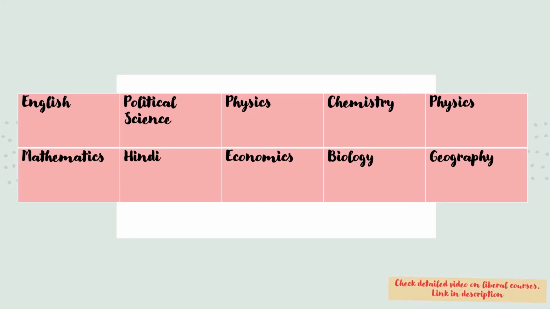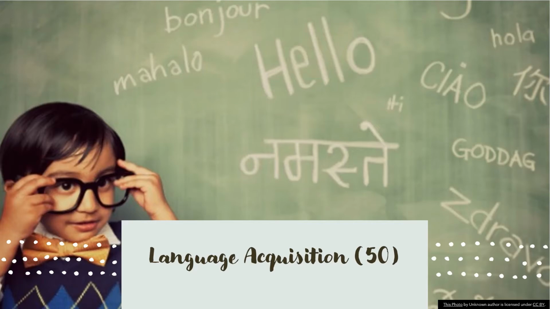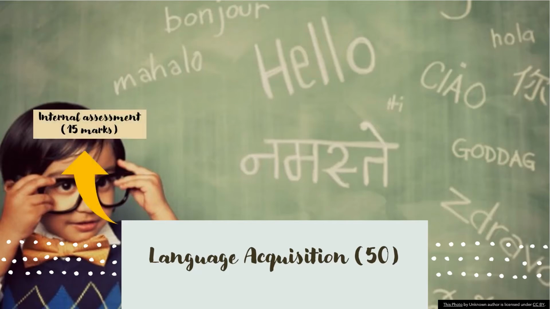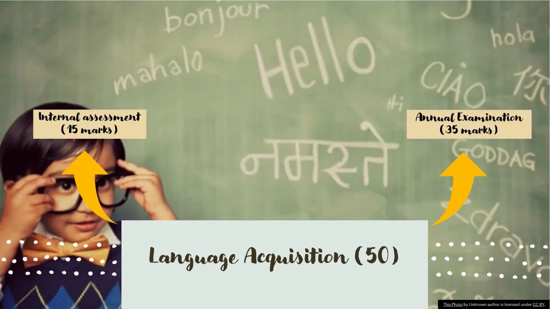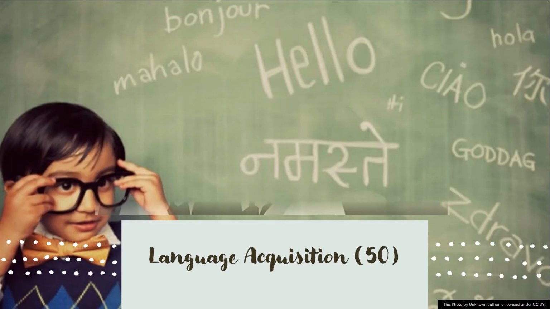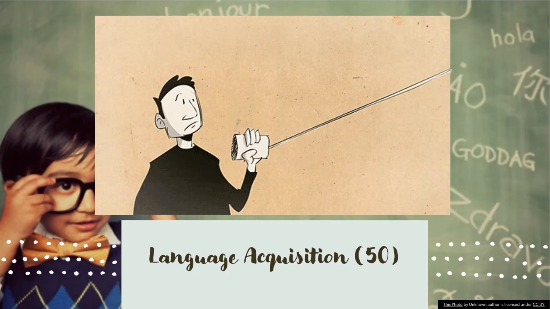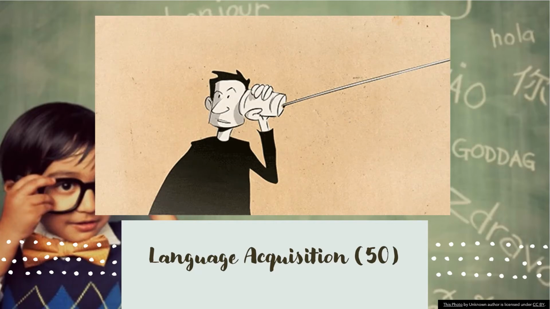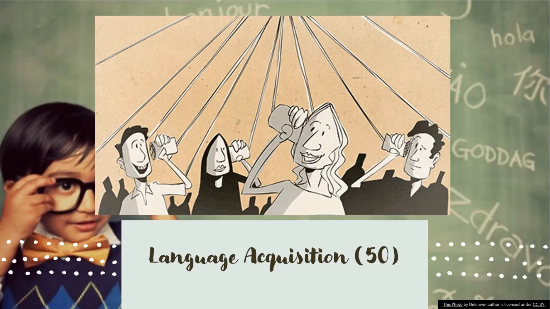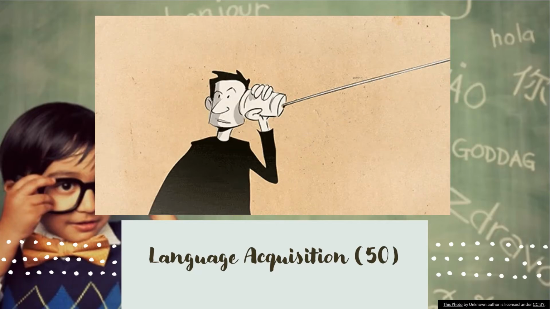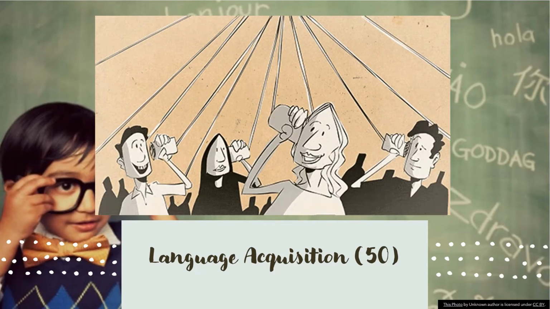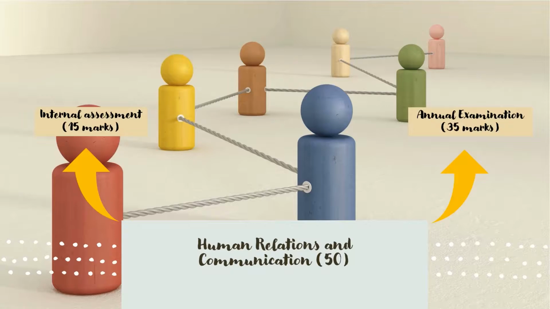Moving on to the next part, language acquisition. You can see this subject only carries 50 marks: 15 marks for the internal assessment and 35 marks for the annual examination. The aim of this course is to study the processes and patterns of language acquisition in children. So we can say that this subject is going to build a bridge between the language learning and cognition of children.